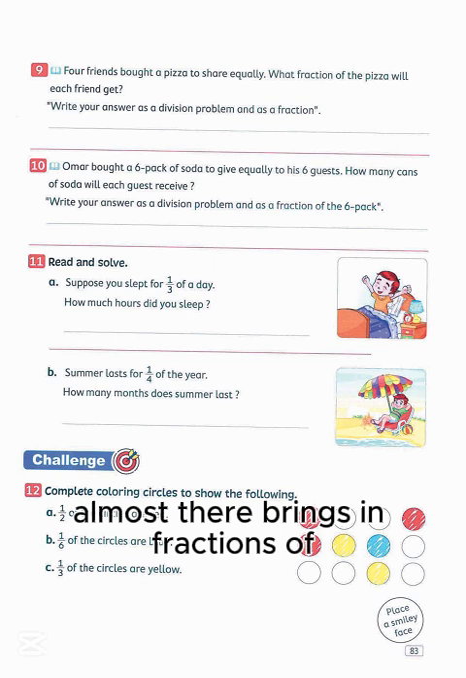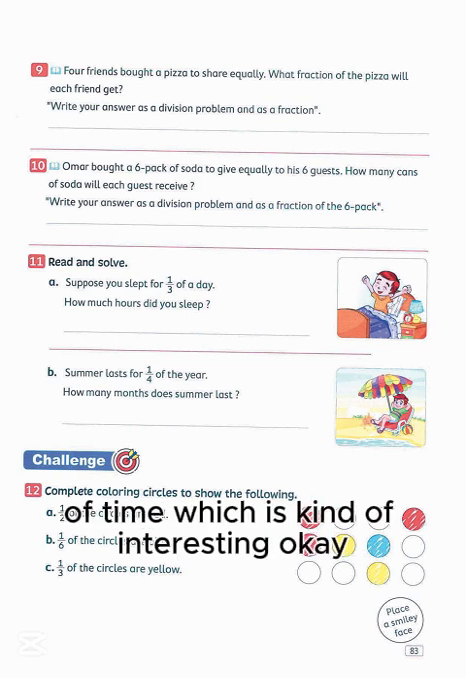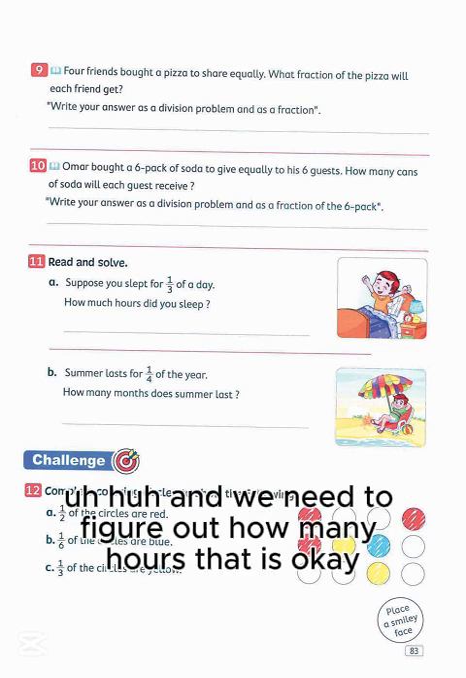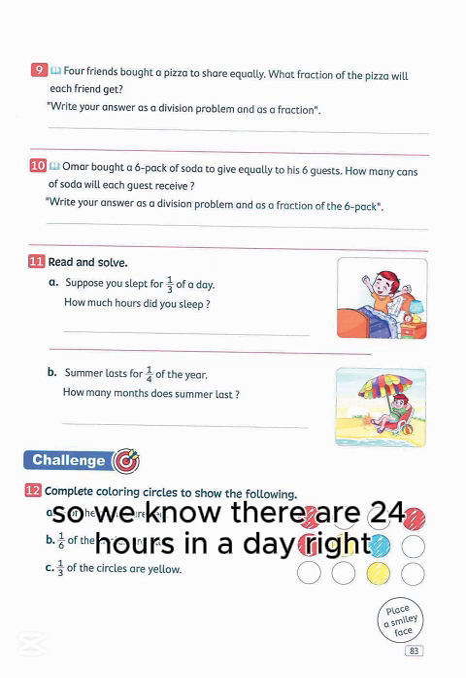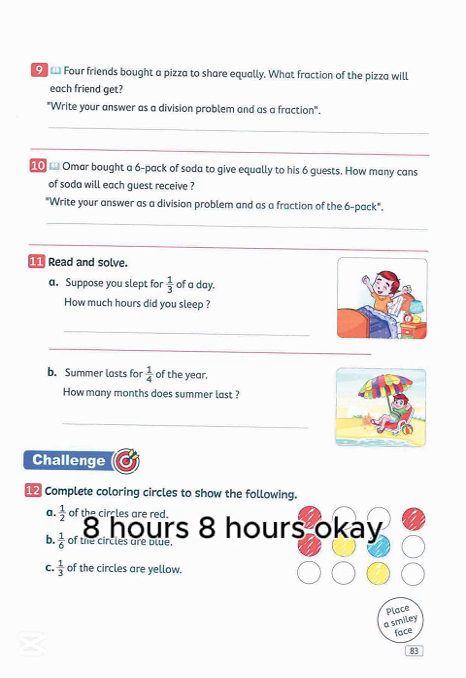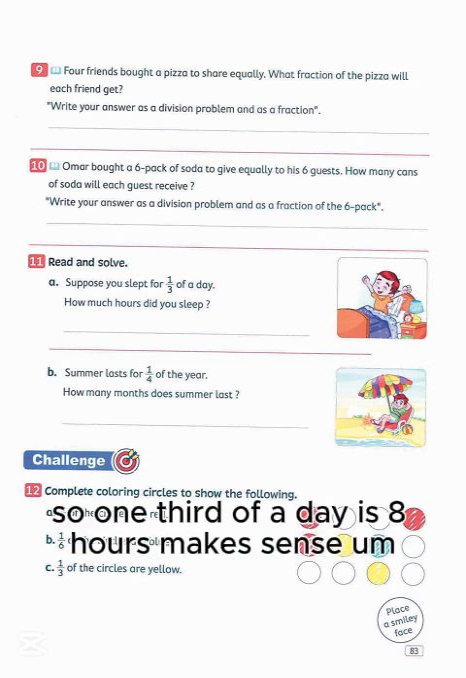It brings in fractions of time, which is kind of interesting. So first we have a problem about someone who sleeps for 1/3 of a day, and we need to figure out how many hours that is. Okay, so we know there are 24 hours in a day. So we just do 24 divided by 3, which is 8. 8 hours. So 1/3 of a day is 8 hours.